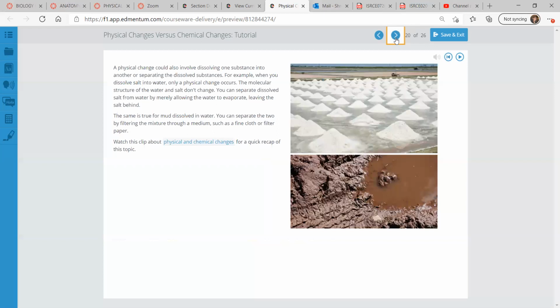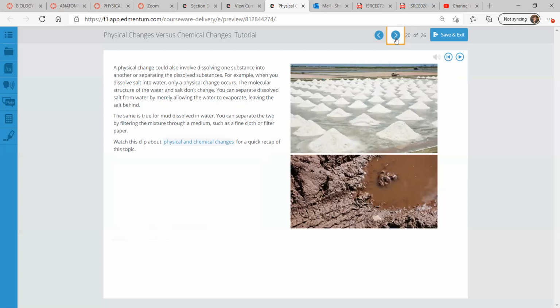So for example, if you remember how we gathered salt, where you just dry out salt water and what's left behind is salt, that is a physical change. The molecular structure of the water and salt don't change. You're just separating out the salt that has been dissolved in water. And you're doing that by allowing the water to evaporate, and that leaves only the salt behind.